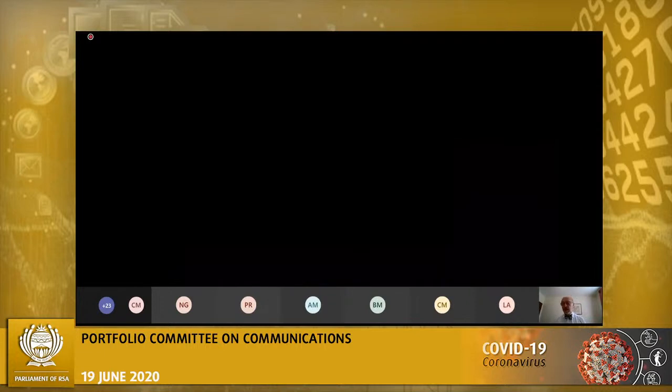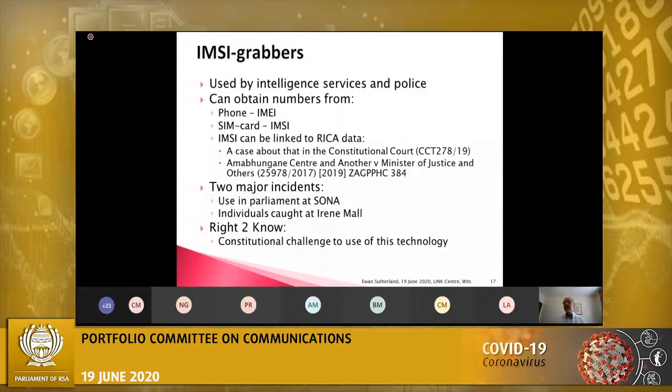And the other was an even more bizarre incident where some individuals were caught at the Irene Mall with one of these IMSI grabbers. The circumstances for which I think were discussed in the Pretoria Magistrates Court, but I certainly never understood them. And so there are challenges here.